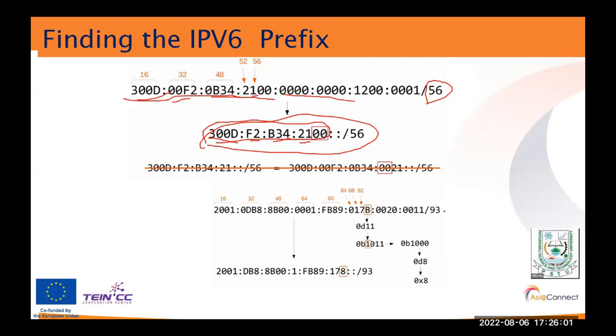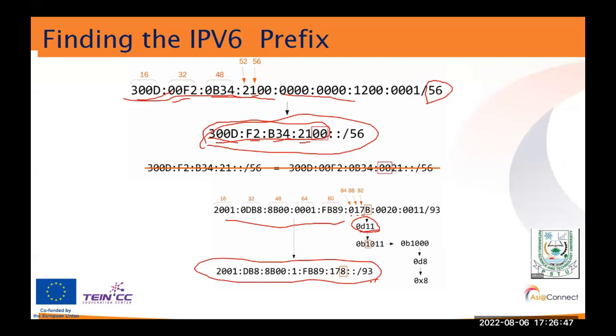And another one, if it is /93, then you can check 80. After that 0, 82, 1 for 82, 88, then 92. Then you need 7. B is basically a hexadecimal number. That means if I convert to decimal, it is 11. So I need to convert it again to binary, 0B, that means 1011. So I need to take 1. Okay, so 1000, that means 0DB, that means 0XD. So the net ID, our prefix length will be 178 after that colon. So this means /93. You need to explore it.